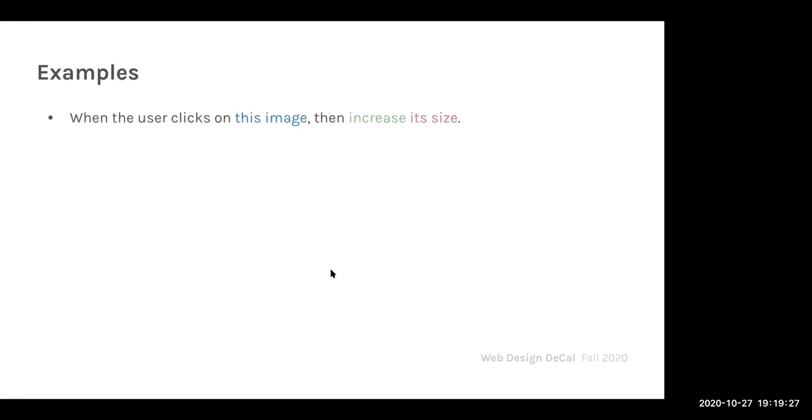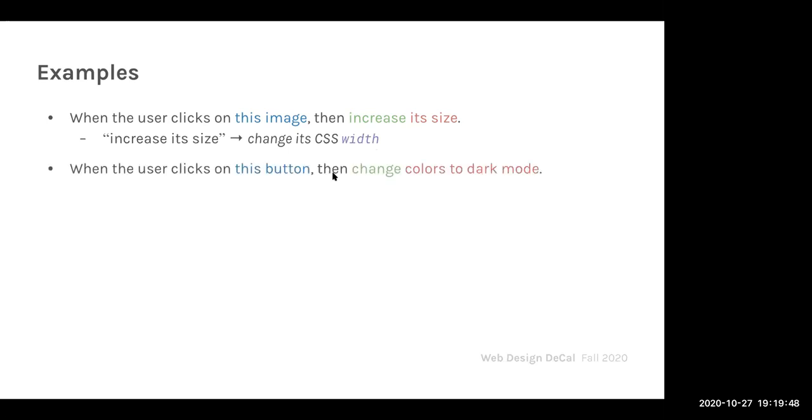So a few examples. One probably less than intuitive example, but it's pretty straightforward, is that when you click on an image, it could increase in size. Now, you may not necessarily want this to happen, but this is something that JavaScript can certainly do for you. Now, what does that mean? Well, we want to increase its size so we can change the CSS width property using JavaScript.